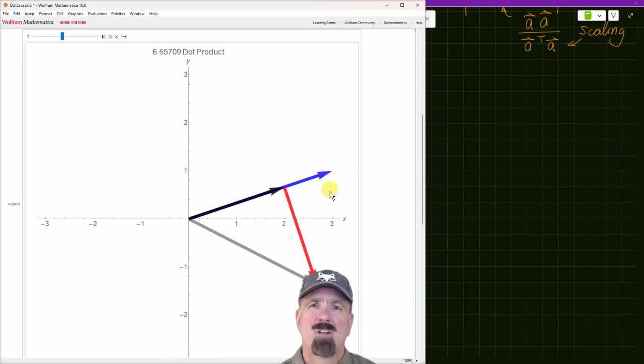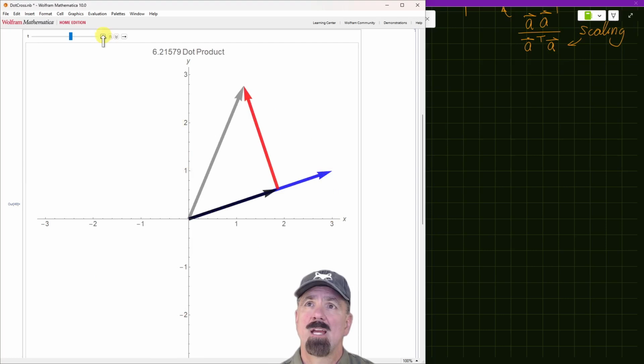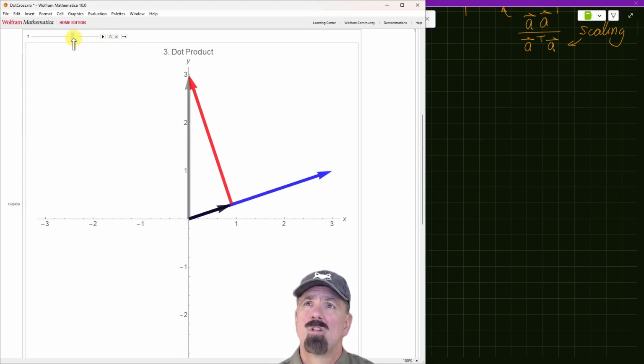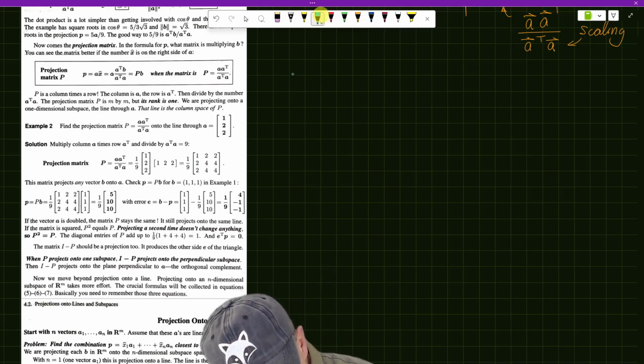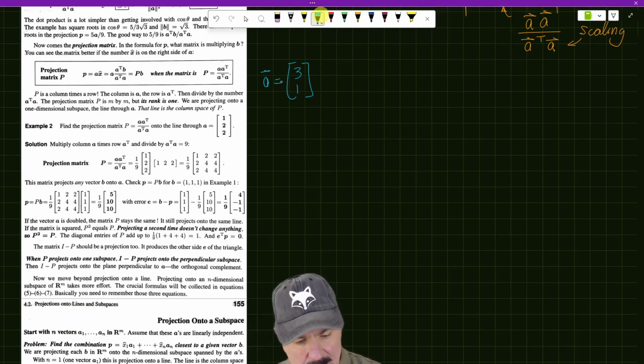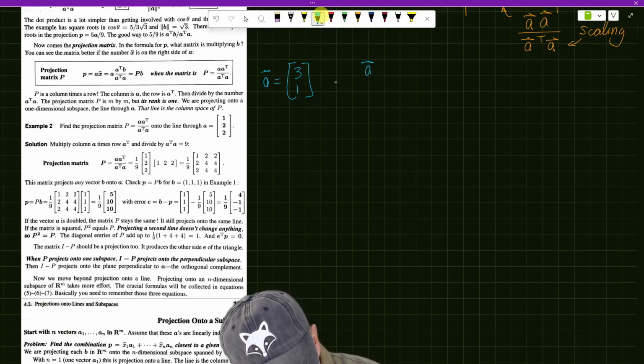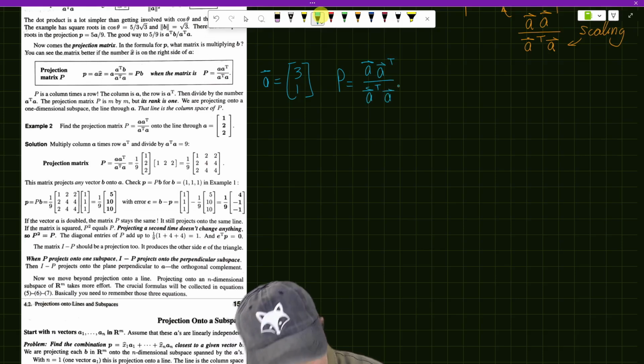So the vector here that we have is 3, 1. Let's take a look at that. For practice, we will project the gray vector, which is 0, 3, onto the blue vector, which is 3, 1. So our vector is 3, 1. That's A, and we're interested in projecting onto that. And so the projection matrix is equal to A times A transpose, divided by A transpose A.